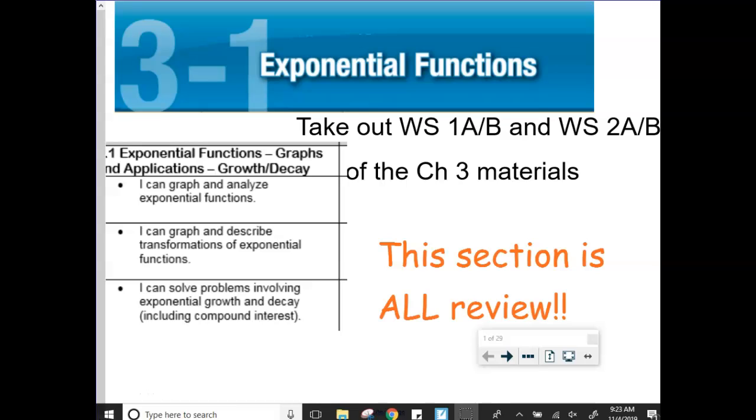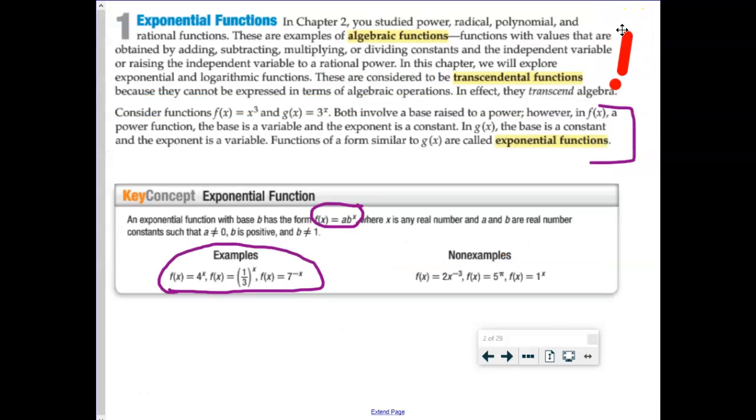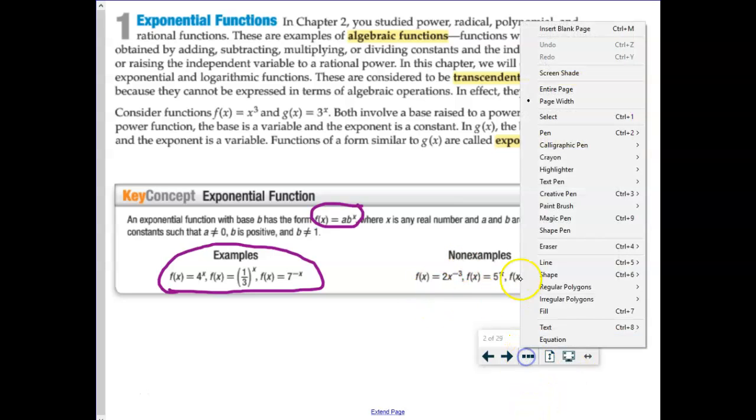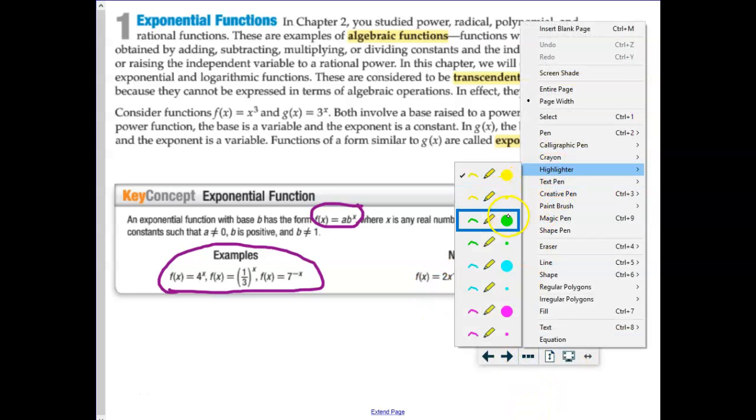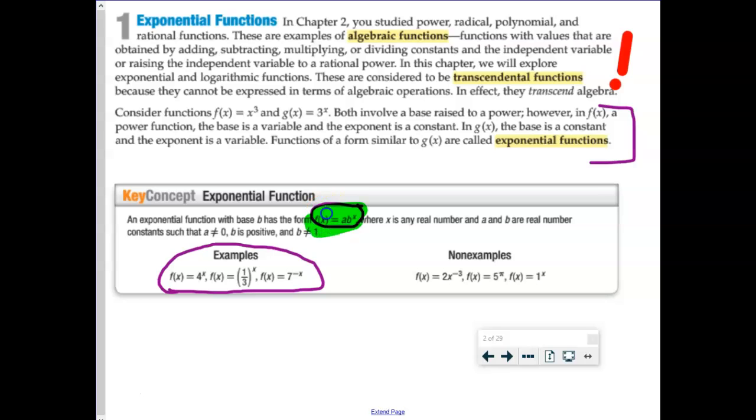All right, so old stuff, but with a new no calculator lens. We are going to be looking at exponential functions. So on your notes, I know there's a lot of text and formulas sitting in front of you. You might want to highlight what an exponential function looks like.